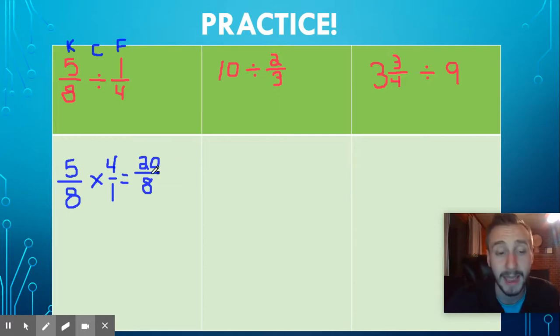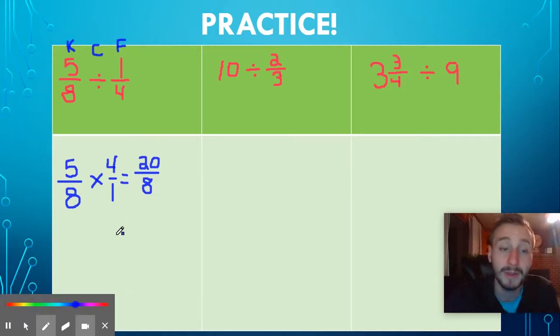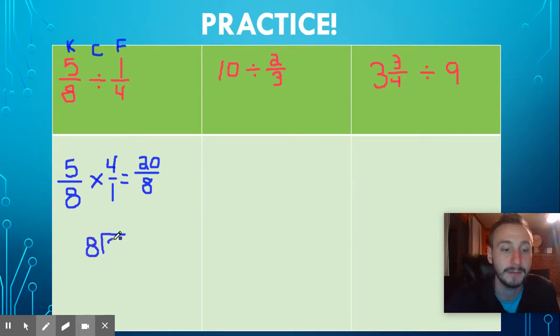You don't want to keep it as an improper fraction, which is the bigger number on top and the smaller number on the bottom. We want to change it into a mixed number. The way we do that is we divide 8 into 20. 8 times what gets me really close? 2 does. 8 times 2 is 16. And when you subtract, you get 4. And that's your remainder. So here's our mixed number. 2 and 4/8.